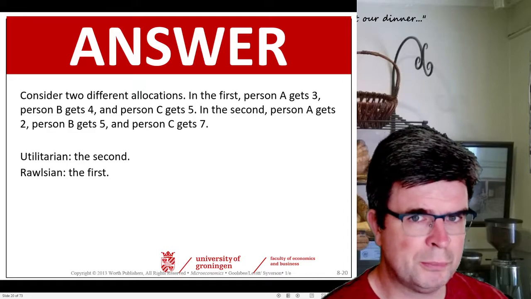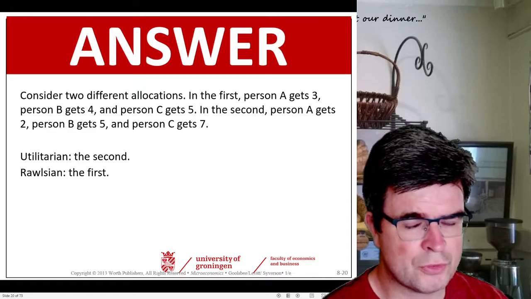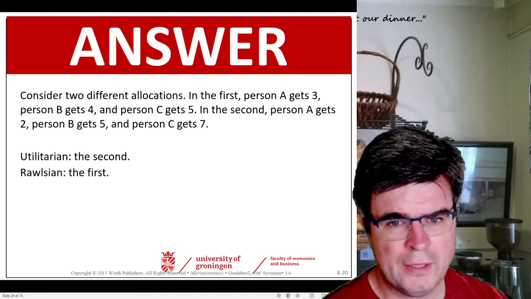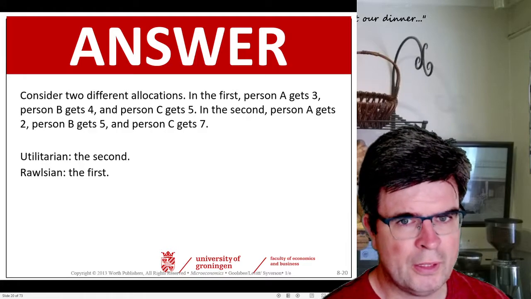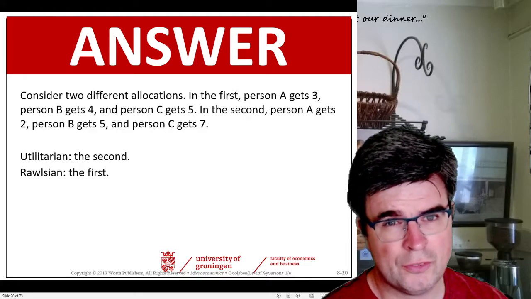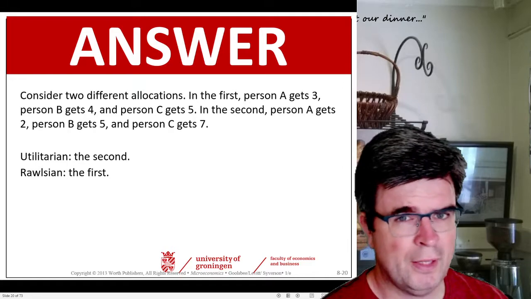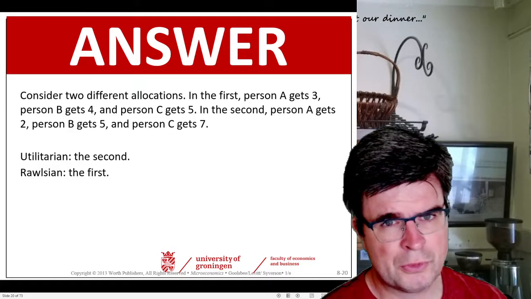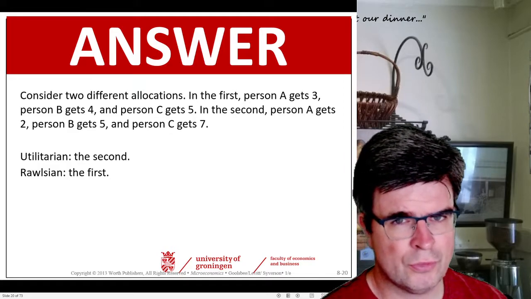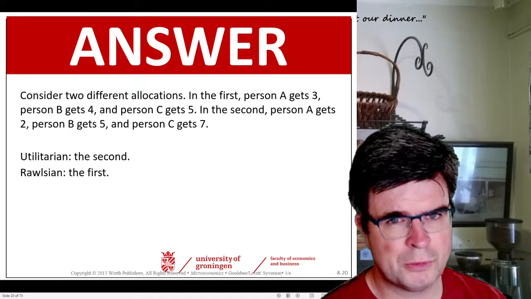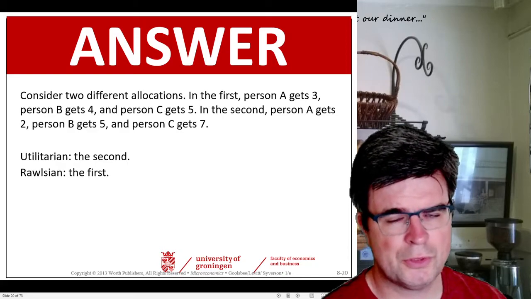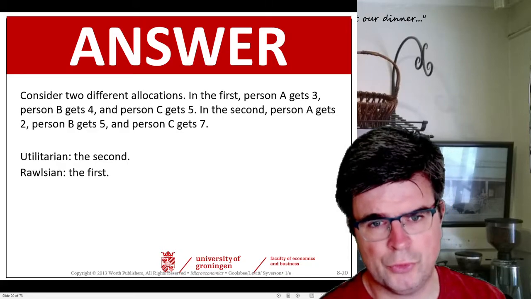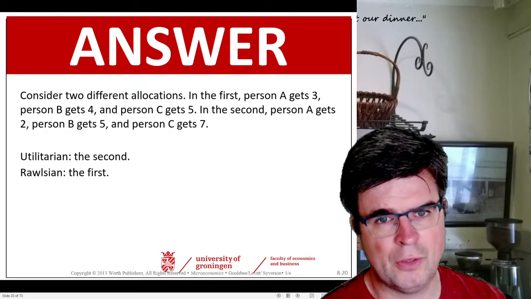If you take the Rawlsian perspective, you look at the person who is worst off, which in both cases is person A. But in allocation 1 he gets 3 units, and in the second allocation he gets only 2. So the worst person is better off in the first allocation. So from a Rawlsian perspective, using the Rawlsian social welfare function, you should prefer allocation 1.